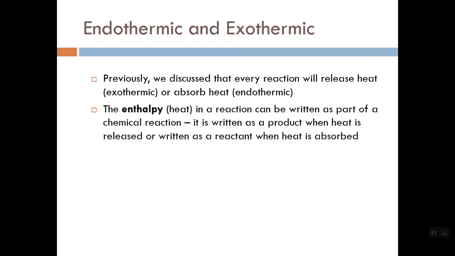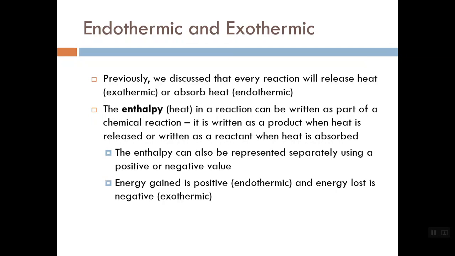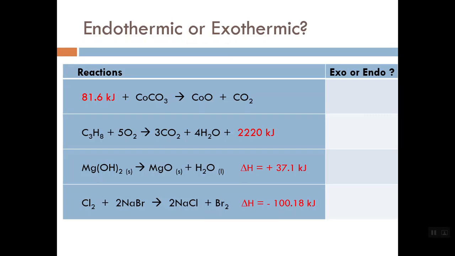So it is written as a product when heat is released, or it's exothermic, and it's written as a reactant when heat is absorbed, or endothermic. It can be represented separately using a positive or negative value. That's what I was talking about earlier. And if energy is absorbed or gained, remember that it's positive. It's endothermic. When energy is lost or released, then the delta H will be negative.